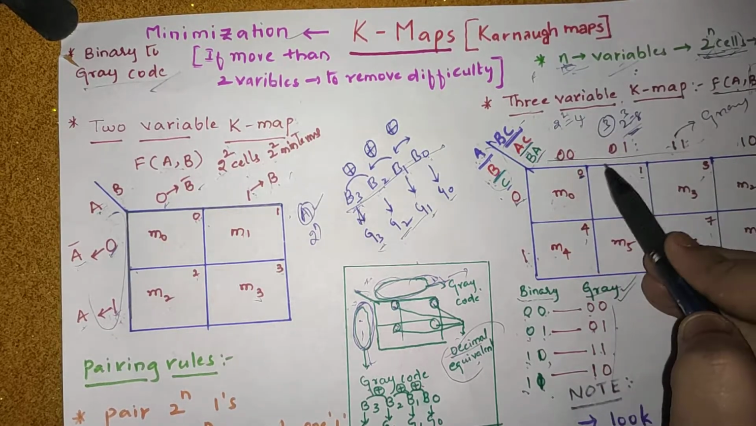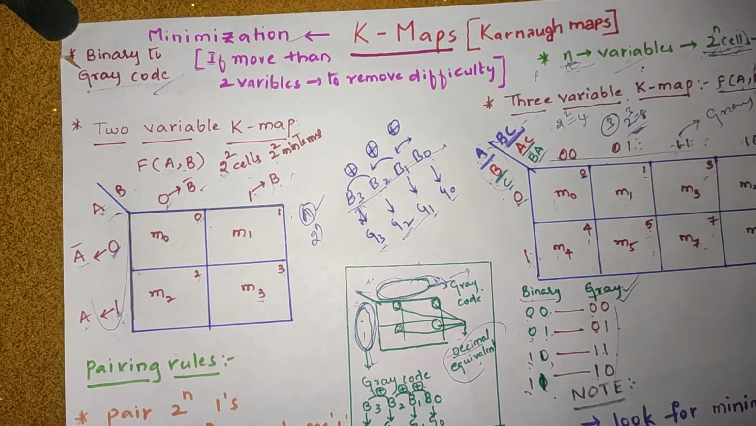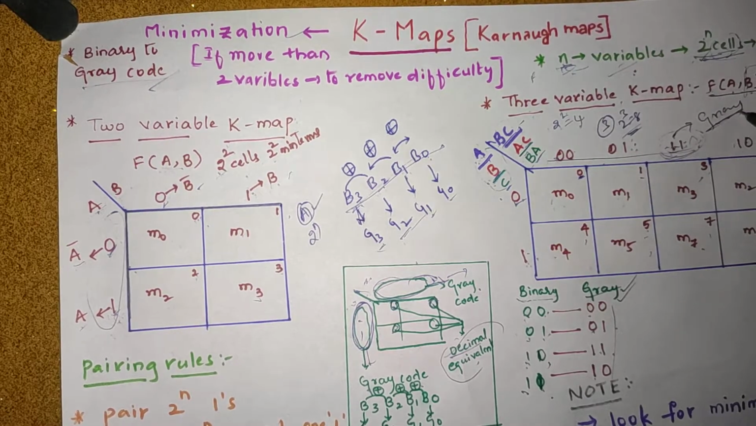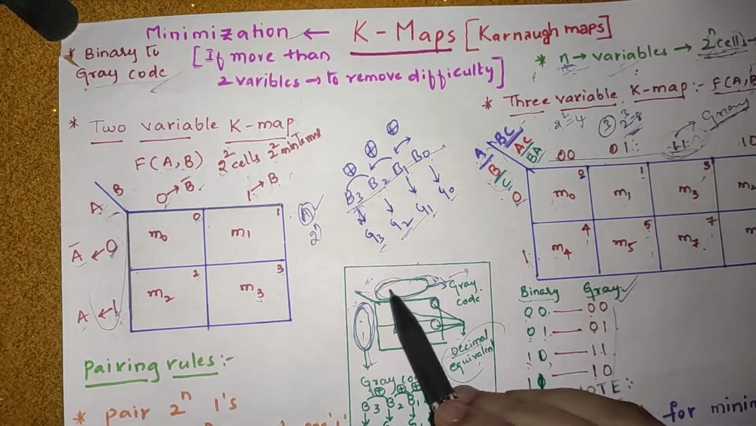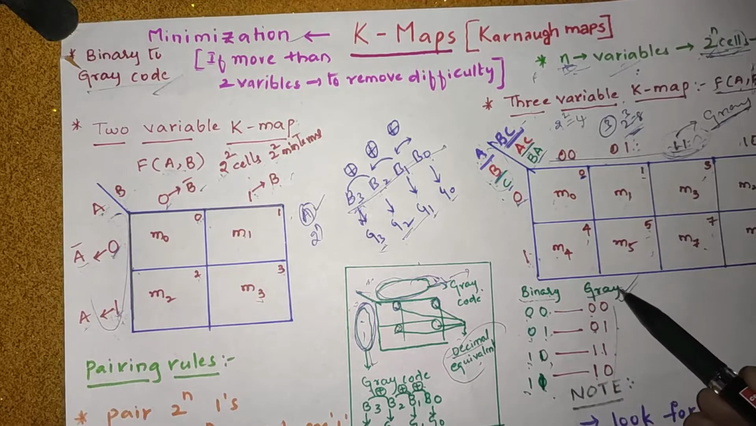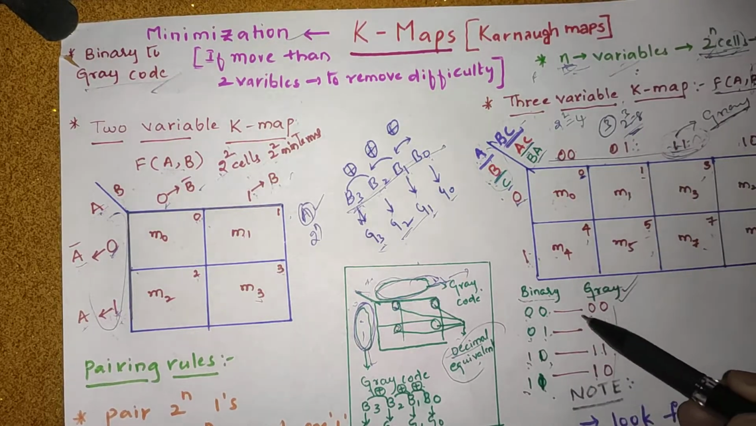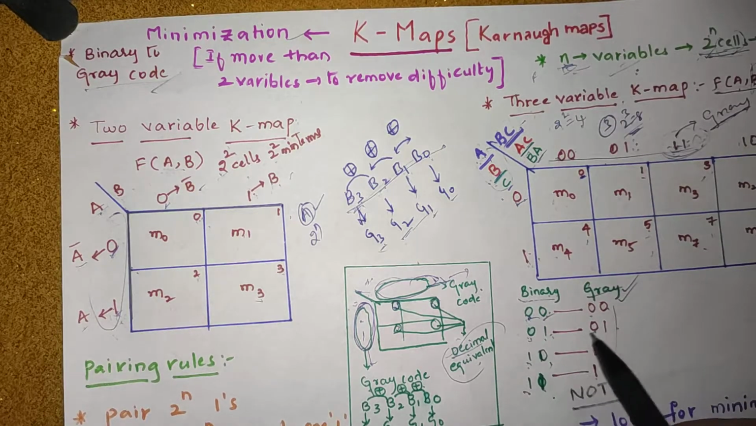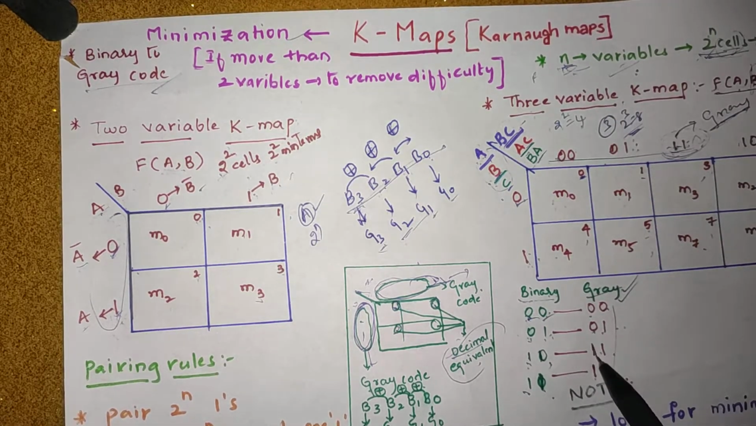So 0 0 0 1 1 1 1 0. 1 1, why is it 1 1? Your doubt. That is expressed in gray code. We already said binary to gray code conversion of 2 bits: 0 0 is 0 0, 0 1 is 0 1, 1 0 is represented as 1 1.